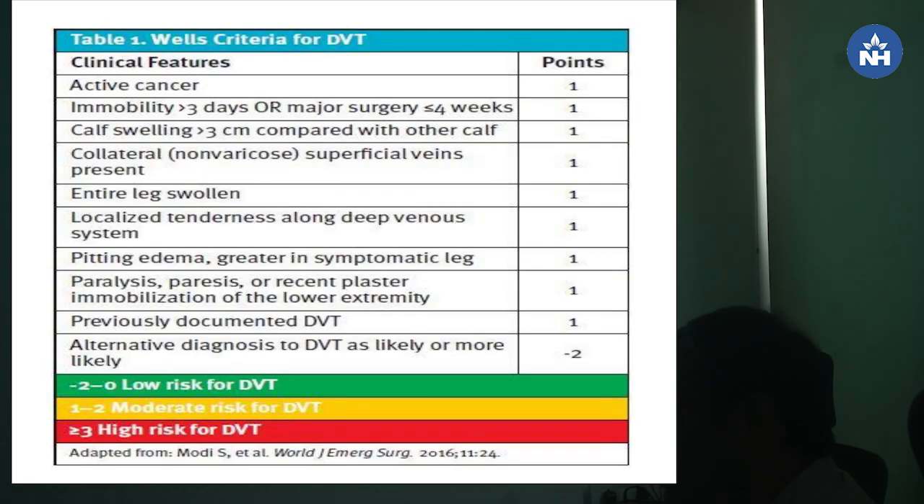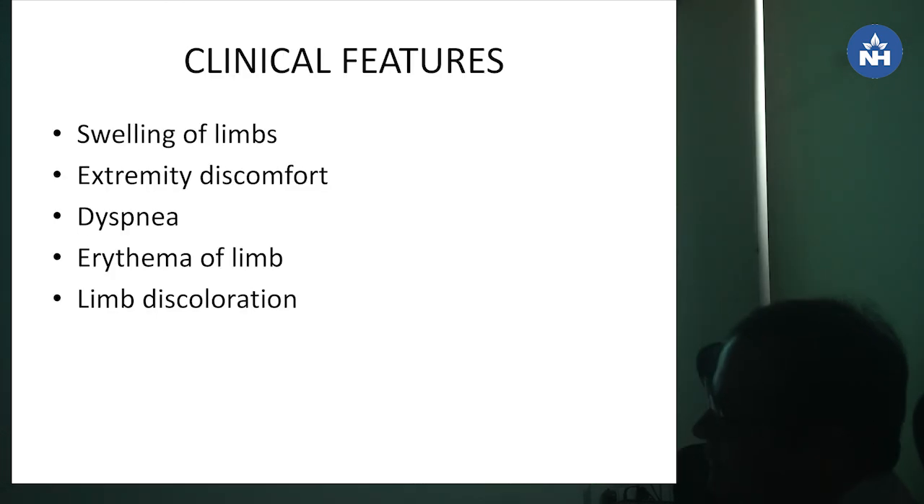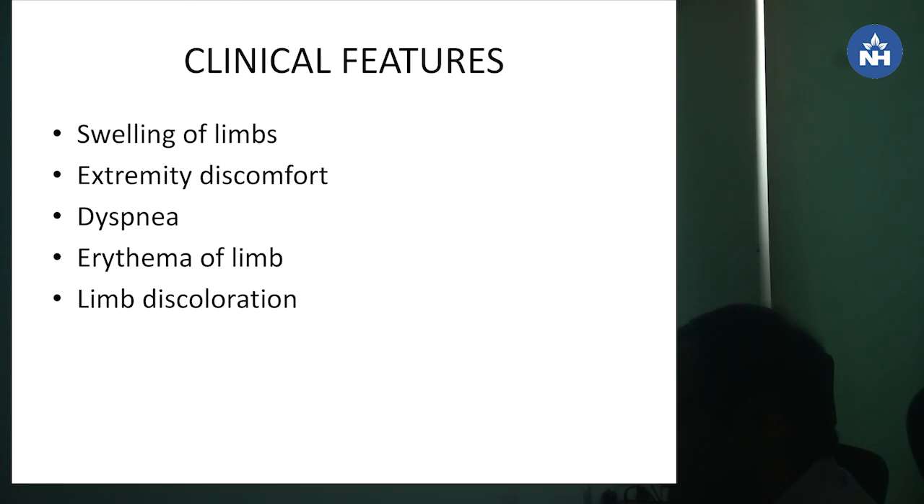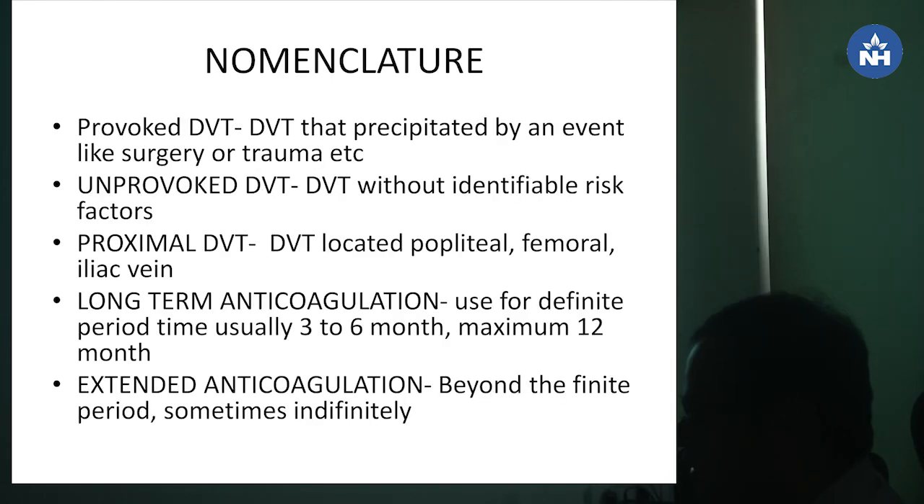Now this is the Wells criteria for DVT. It has a few parameters and some points. A total of -2 to 0 points is low risk for DVT, 1 to 2 is moderate risk, and 3 or more is high risk for DVT. Clinical features: swelling of limbs, extremity discomfort, dyspnea, erythema of limb and limb discoloration are usually found in venous thromboembolism.